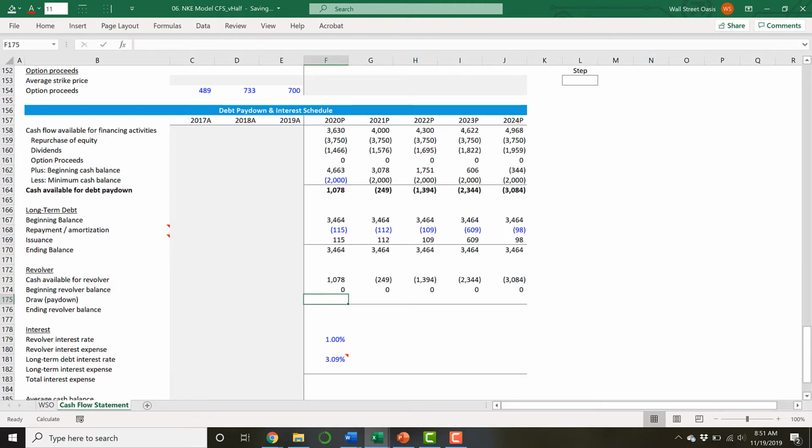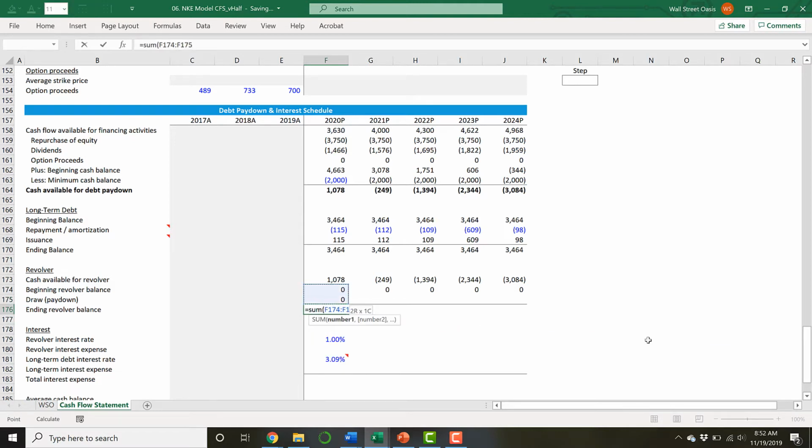The simple way to construct this formula is by using a negative minimum. And I'll show you what I mean. I'm going to say negative min of my cash available for revolver and my beginning revolver balance. So let's see what that does. In this first year, it's saying I want to draw down $0, which is exactly what we want it to say.